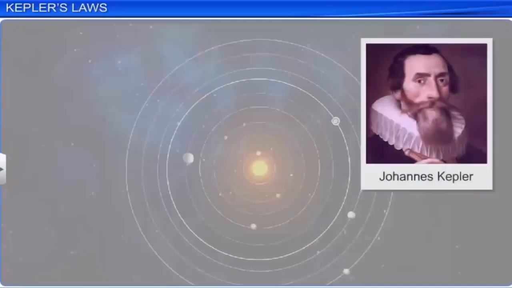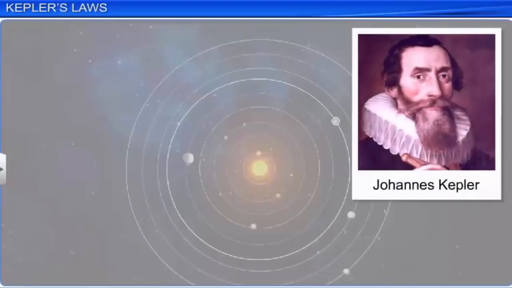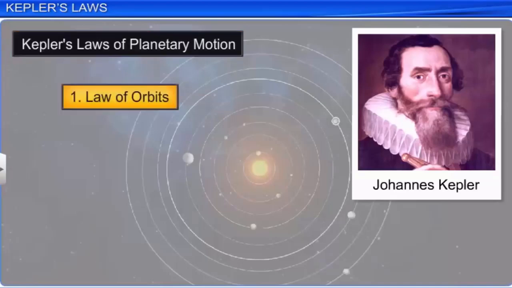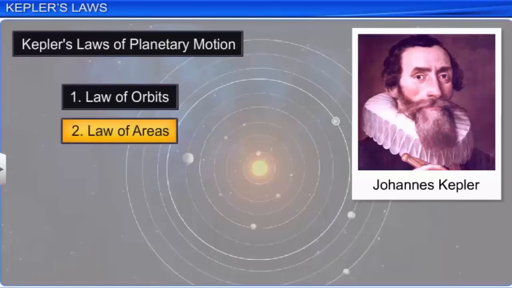And then Johannes Kepler, building on the work by Tycho Brahe, formulated the three famous laws of planetary motion that have been named after him. They are the law of orbits, the law of areas, and the law of periods.